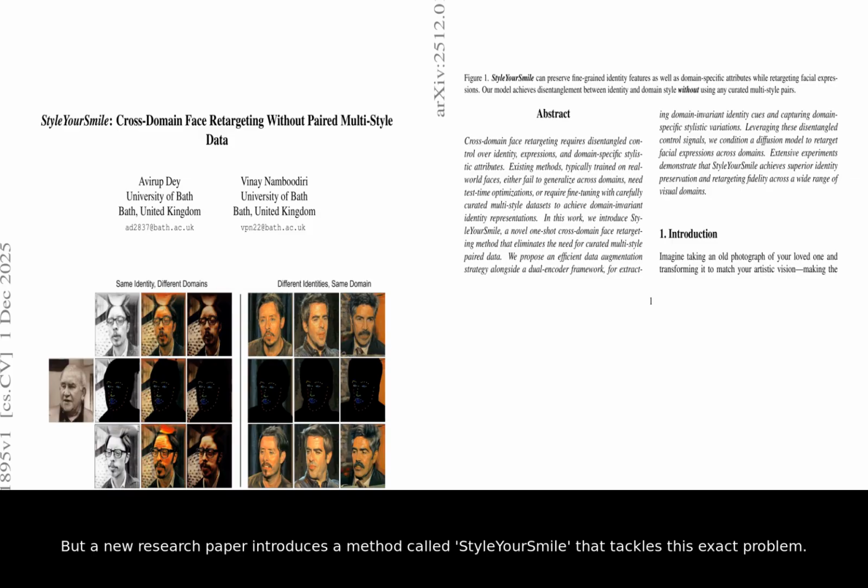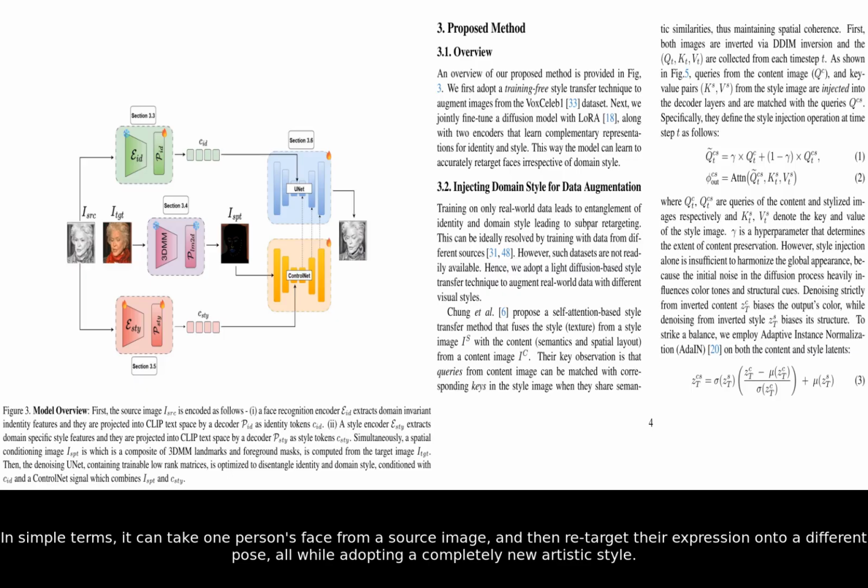But a new research paper introduces a method called StyleYourSmile that tackles this exact problem. As you can see here, it's designed for cross-domain face retargeting. In simple terms, it can take one person's face from a source image and then retarget their expression onto a different pose, all while adopting a completely new artistic style.